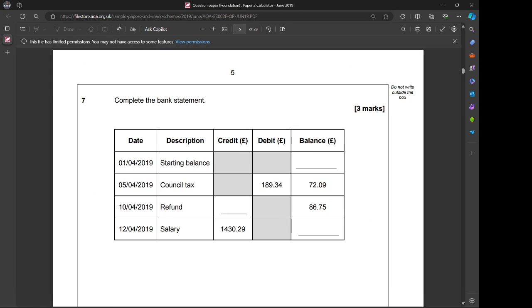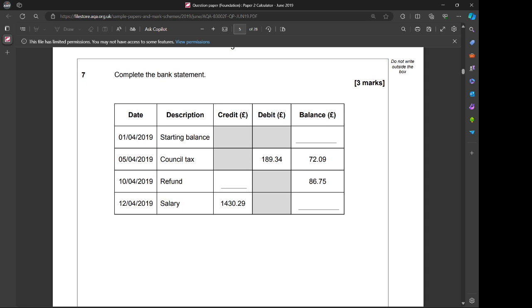Okay, question number 7. So looking at a classic bank statement.